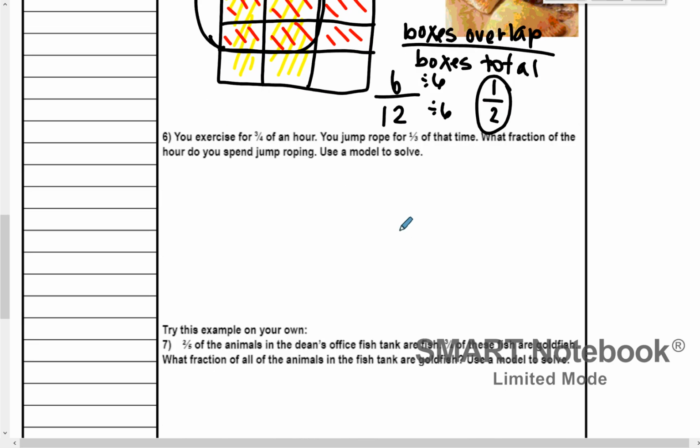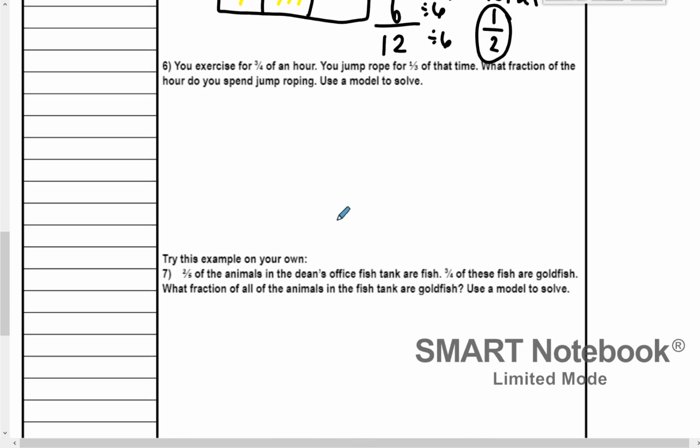All right, let's try one more together. You exercise for 3/4 of an hour. You jump rope for 1/3 of that 3/4 of an hour. What fraction of the hour do you spend jump roping? Use a model to solve. So we jump rope for 1/3 of 3/4, meaning that we're multiplying 1/3 and 3/4. That word of always means multiplication.